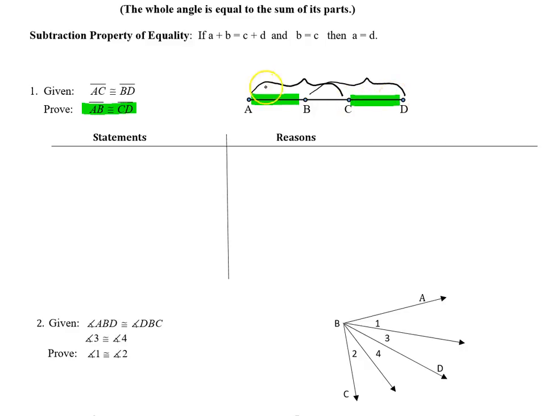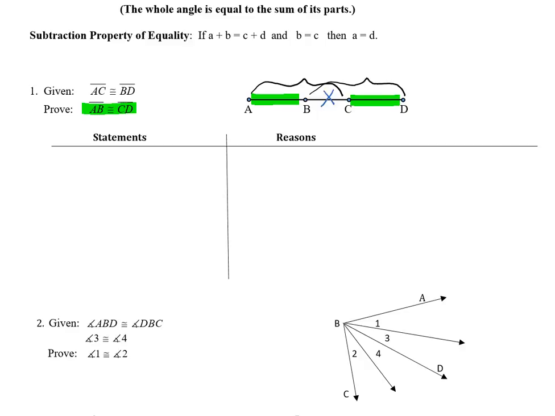Now what you should notice between these segments that I know are congruent is that I have this shared part, BC. If I take away BC from each of these whole segments that I know are congruent, that'll leave me with the part that I've highlighted in green. Then the segments must be congruent.